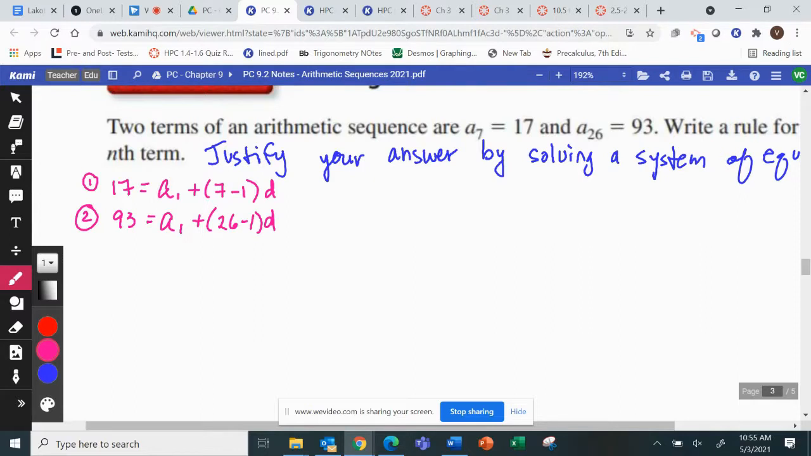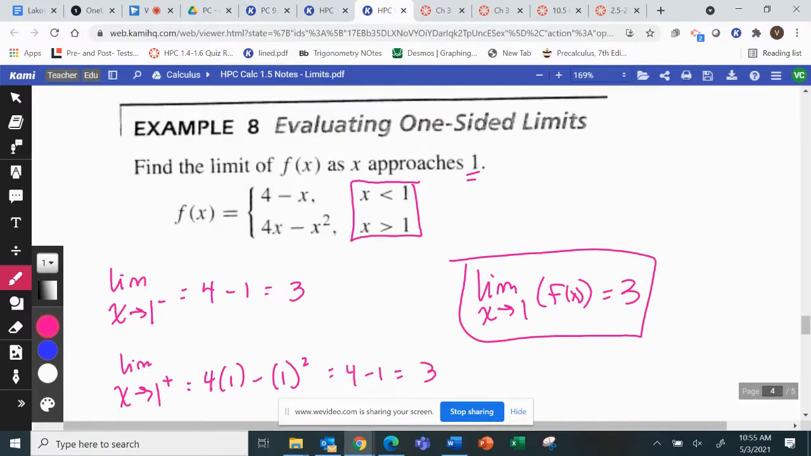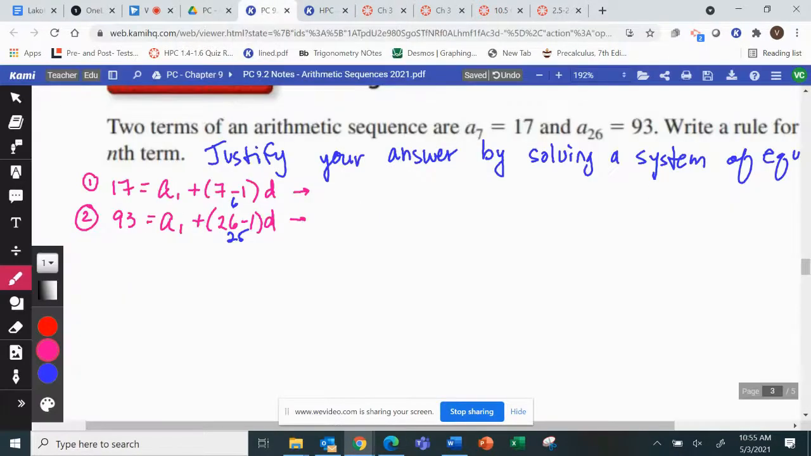Our choices for solving systems would be by substitution or elimination. For this one, I think I'm just going to do substitution. And I do know that this answer is 6, as this is 25. I'm just going to use that in my substitution. So for equation 1 and 2, I'm going to say a sub 1 equals.